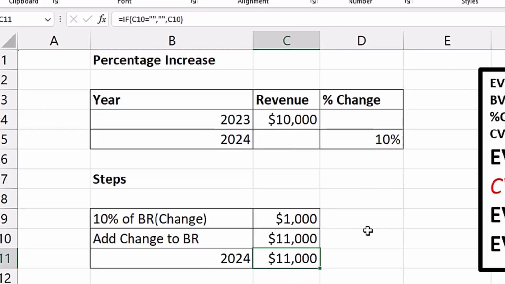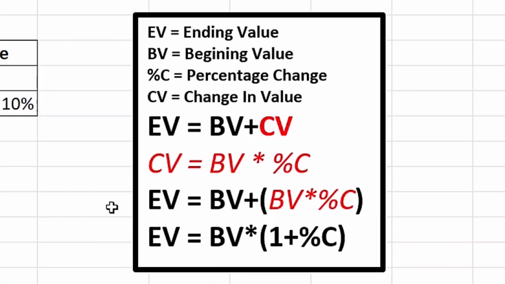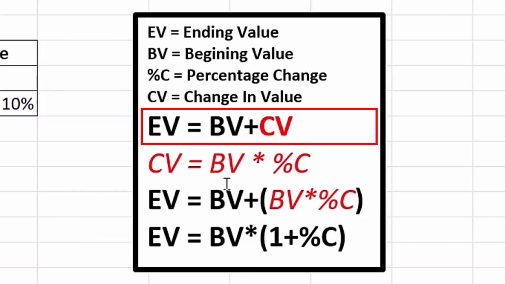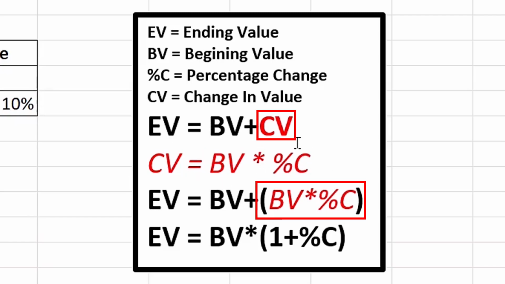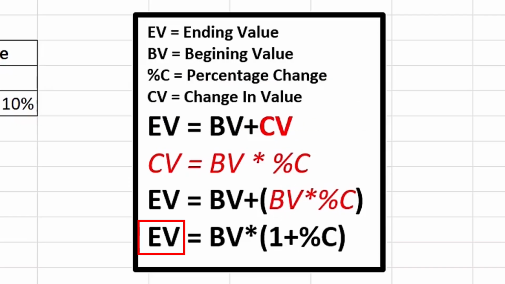If you don't want to do it like that, there's actually another simpler way to get that. Now let's first get back to our formula. If we reduce this formula to its simplest form, we get the ending value is going to be this beginning value plus the change in value. Now the change in value, we already know, is the beginning value times the percentage change. So we are replacing the change in value with that, and when you factorize the beginning value, you end up with this. So our ending value is going to be the beginning value times 1 plus the percentage change.